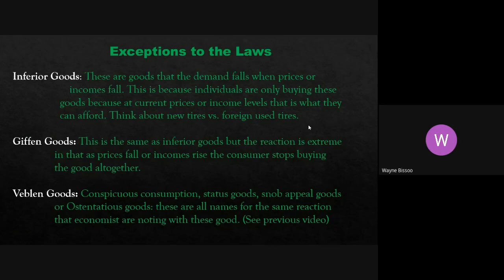Now, a Giffen good, on the other hand, is the same as an inferior good, but the reaction is extreme. Once prices fall or incomes rise, the consumer stops buying those goods altogether. Giffen is the gentleman who first observed this phenomenon. It happened after World War II, and the example is that people were spending money on bread because that's all they could get, and especially a particular type of bread too.